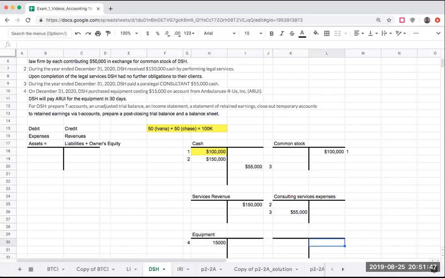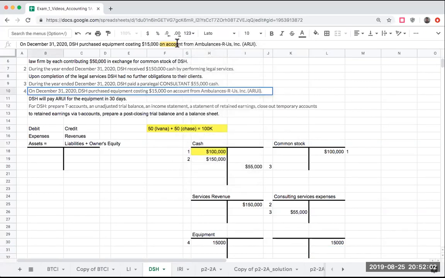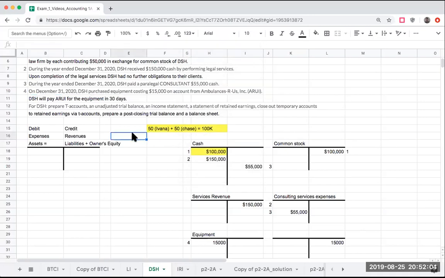Okay. And so for every debit, I need a credit. Am I paying cash for this equipment? No, it's going to be on account. Right. And this is really important. When you see something right here where it says on account, that means we are not paying for it now. We're going to be paying for it later. So what account do I want to credit? What am I incurring here?